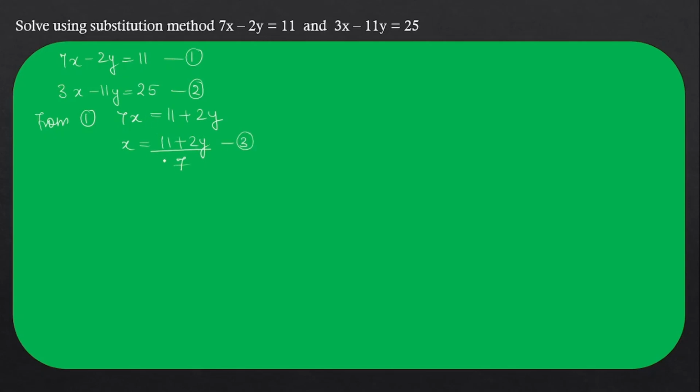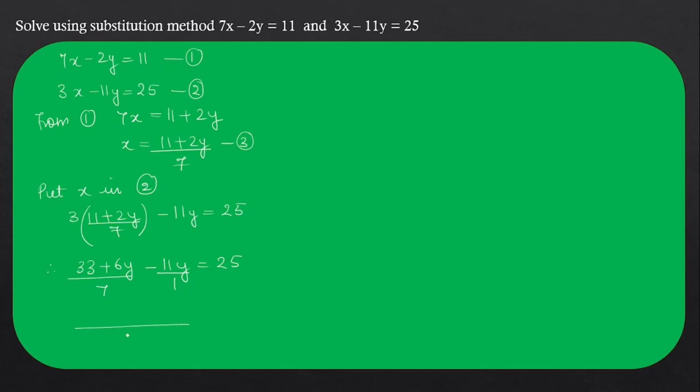Now, since I have obtained the value of x from the first equation, I'll substitute this value in the second equation. So, put x in equation number 2. 3 times, in place of x, I will write (11 plus 2y) whole upon 7, minus 11y is 25. We get (33 plus 6y) over 7 minus 11y is equal to 25. The denominators are 7 and 1. We take the LCM. We get 33 plus 6y, and if I multiply 7 here, I will get minus 77y is 25. Let us further solve. We get 33 minus 71y is equal to 175.